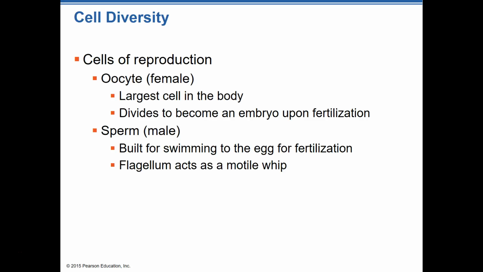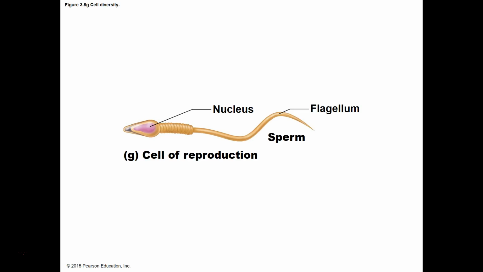Sperm is a specialized cell, so it can get to that oocyte and create an embryo, play its role in creating it. And yet again, this picture of the sperm cell.